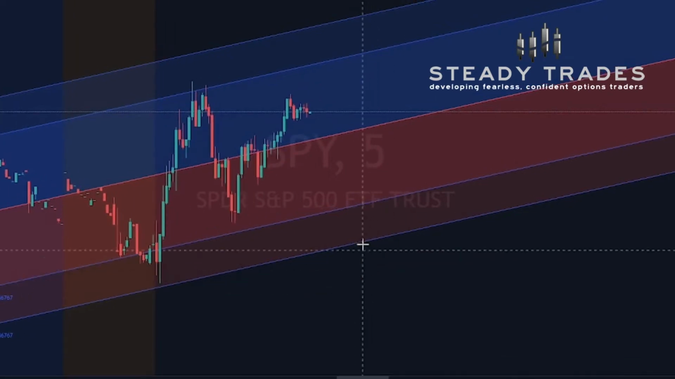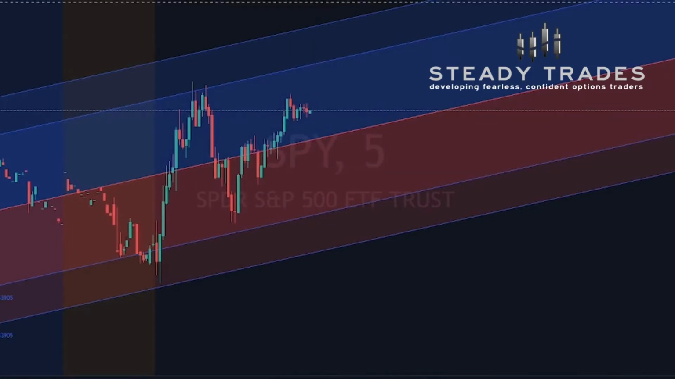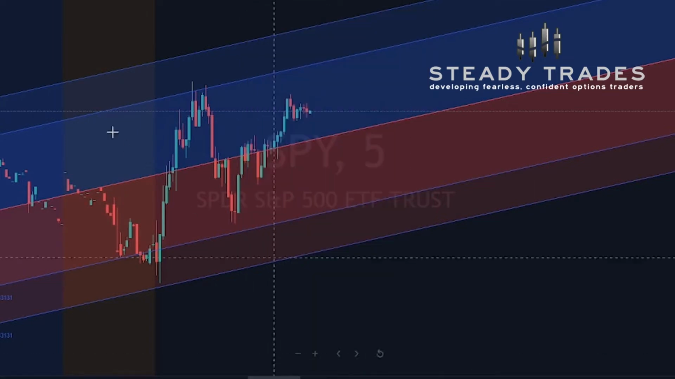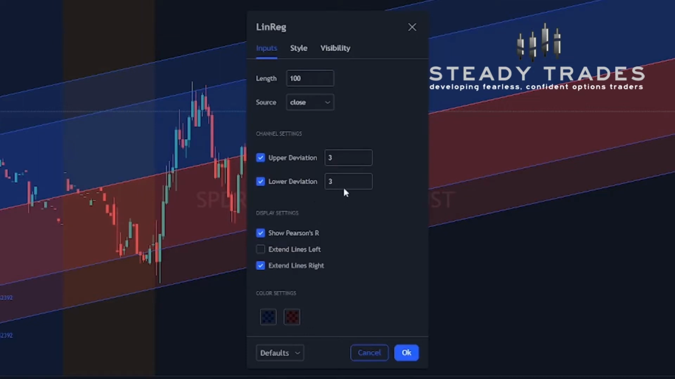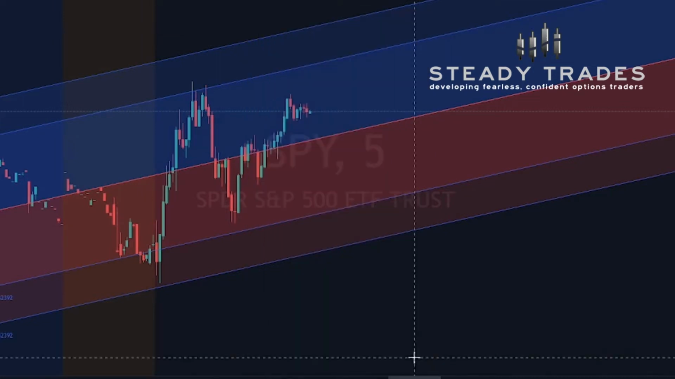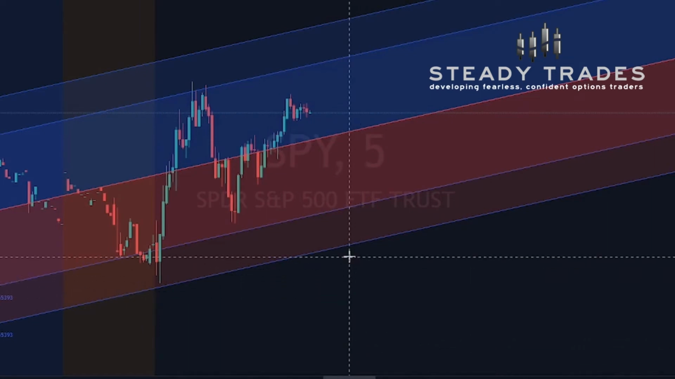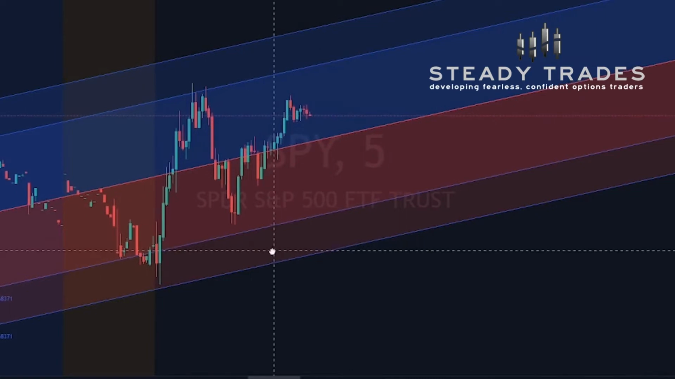So what I like to do with this indicator is I add two of them to my chart and I set the first deviations to 2. And then I set the second deviations to 3. The 3 standard deviations account for erratic price movements that are unaccounted by volume.